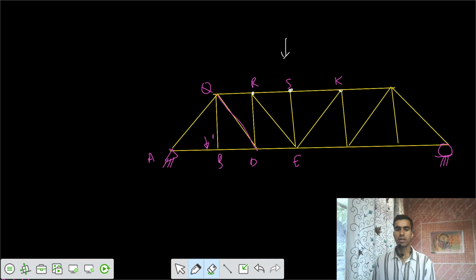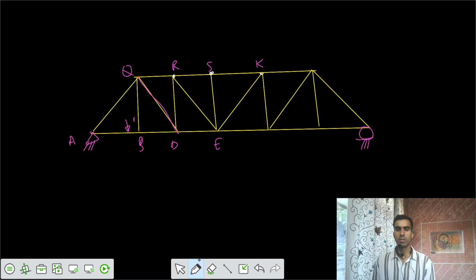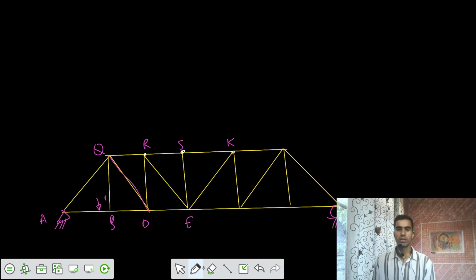Now one more thing is, if the loading is from the bottom, if the loading is through type, we see we have this member SE. It's having 2 triangles connected. For the deck type loading, we had 3 critical joints. But for the through type loading, we have only 1 joint, that's E. So we have to place the load here only.